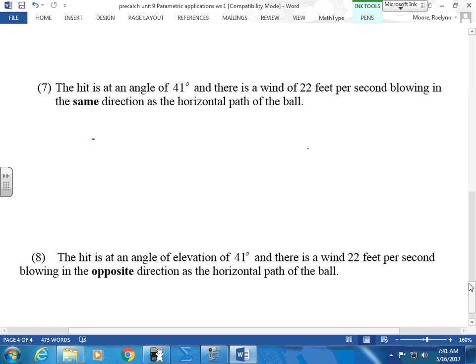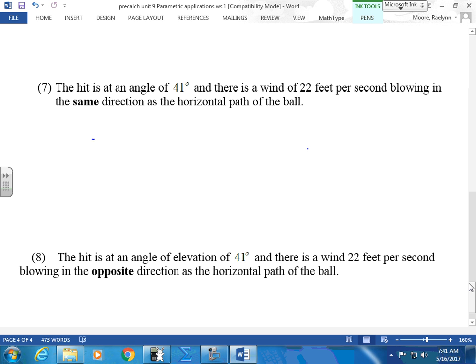Okay. We hit now at an angle of elevation of 41 degrees, and we have a wind speed at our back in feet per second. So now, there's a wind blowing in the same direction as the horizontal path of the ball. So is the wind going to help my ball or hurt my ball? Helping. It's coming in the same direction, which means it's coming behind me.